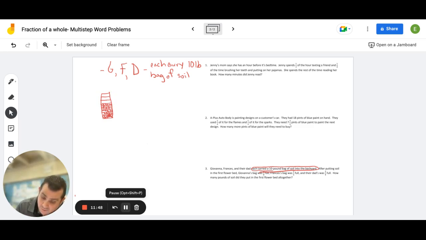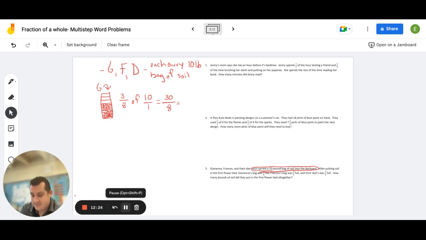So what I would do here is she used 3/8 up, and this is Giovanna. Okay, so I'm going to put the G here for Giovanna. Used 3/8 of the 10-pound bag. Okay, so to do 3/8 of 10, I'm going to put my 10 over 1, multiply across. 3 times 10 is 30. 8 times 1 is 8. So she used 30/8 of a pound, but I'm going to have to convert that.